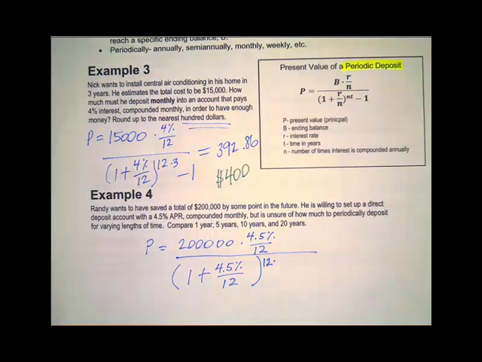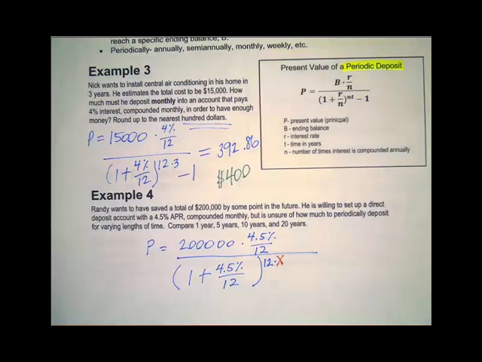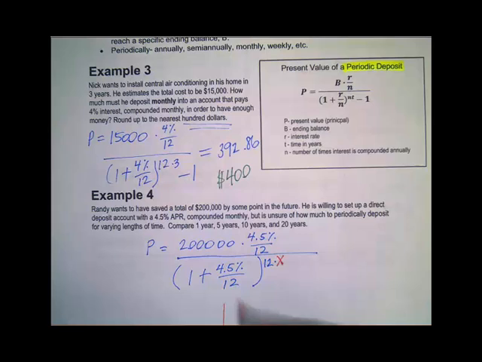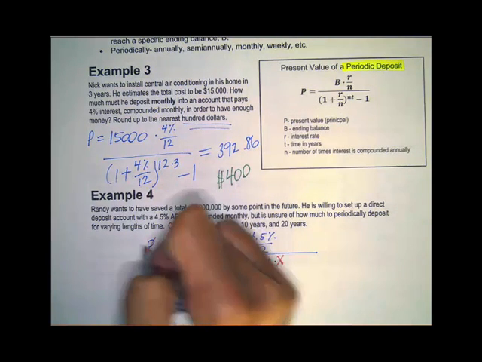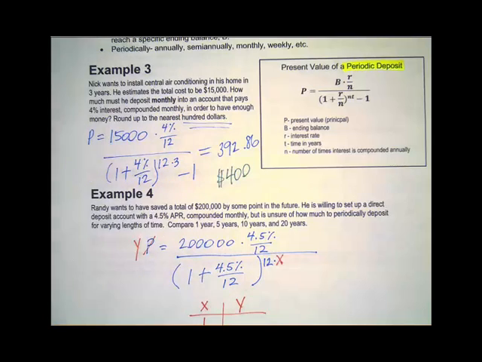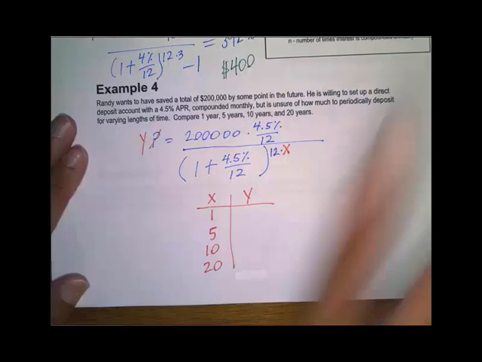All right, hopefully you've gotten this far, and because they gave us varying lengths of time, I'm going to call that time x, and I'm going to use my calculator. So I'm going to make a table. X is my varying time, so 1, 5, 10, and 20, and I'm going to look for y, or in my problem, y is P. So, can you see my table? All right, let's grab our calculators. And again, I'm going to use a graph.